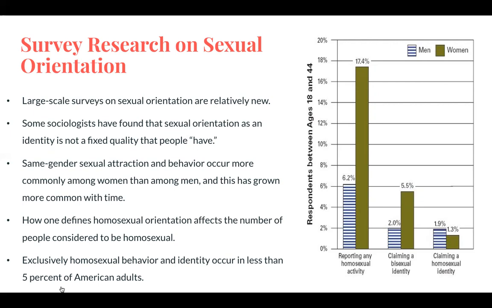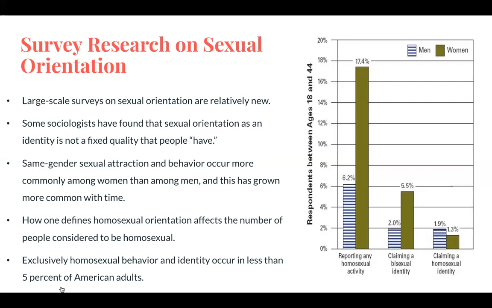So how one defines homosexual orientation is going to affect the number of people who are considered to be homosexual. As researchers, if we're looking at the data and we decide to define it as anyone who's had any amount of same-sex attraction or has engaged in same-sex sexual behavior, that's going to give us a much higher percentage of people that we would consider to be homosexual than if we allow people to self-identify.